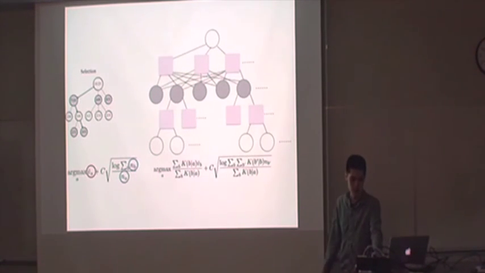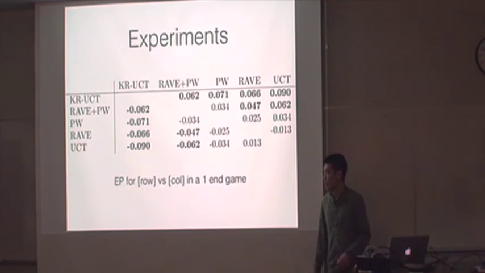So the question now is, how does this compare to other algorithms that we've talked about? So we've compared our algorithm to normal UCT, the progressive widening we talked about, and RAVE, which is another technique trying to do information sharing as well. So we have RAVE and then RAVE plus progressive widening.